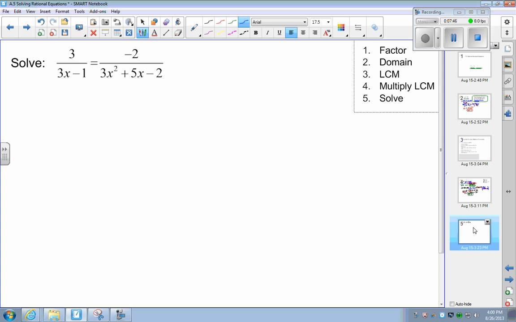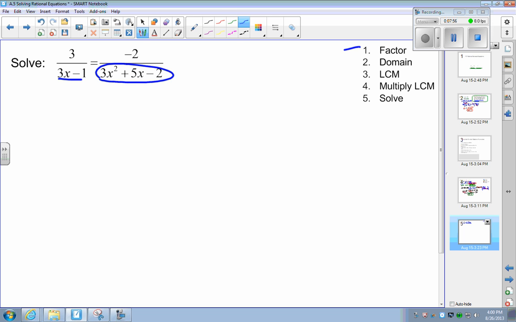Alright, first step, factor. Boom. Okay, so we can't factor anything on the left side, but it looks like we can factor the right side. So this is going to end up being 3 over 3x minus 1 is equal to 2 over, I'm going to go ahead and pause the video. I know you guys know how to factor, but I'm going to pause it to save us some time. Alright, so after factoring, we should get 3x minus 1 times x plus 2.